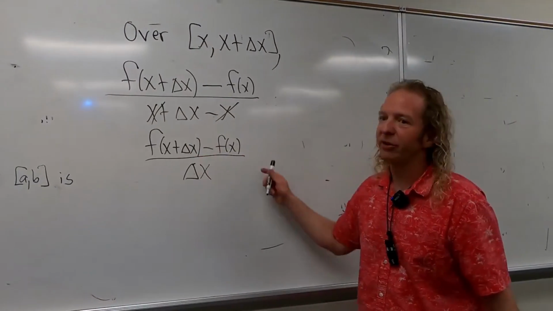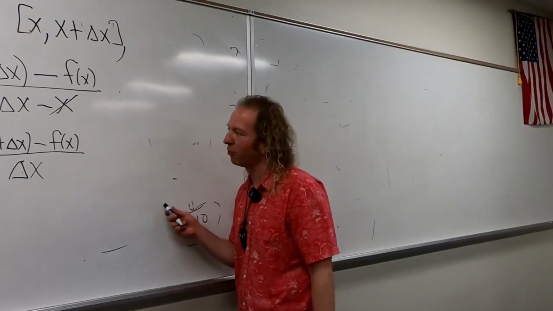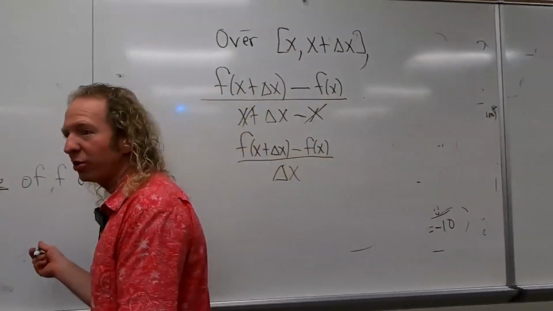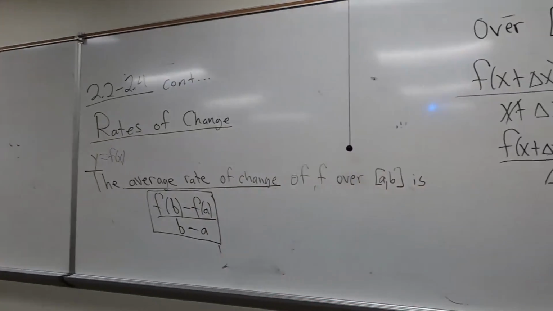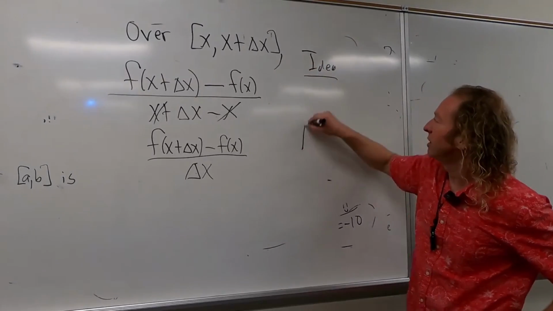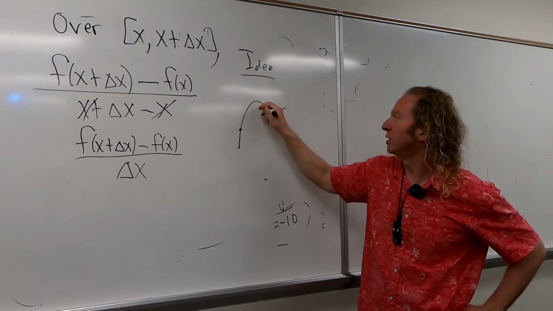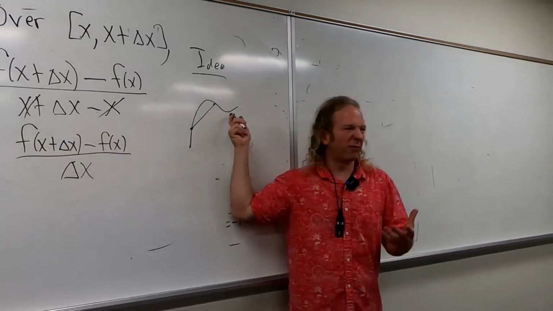So this is very familiar, right? This is the slope of the secant line. We saw this before. So the average rate of change is really just the slope of the secant line. If you have a graph like this, and you have two dots and you connect them and you draw a line, that's called a secant line. This is the slope of that line.